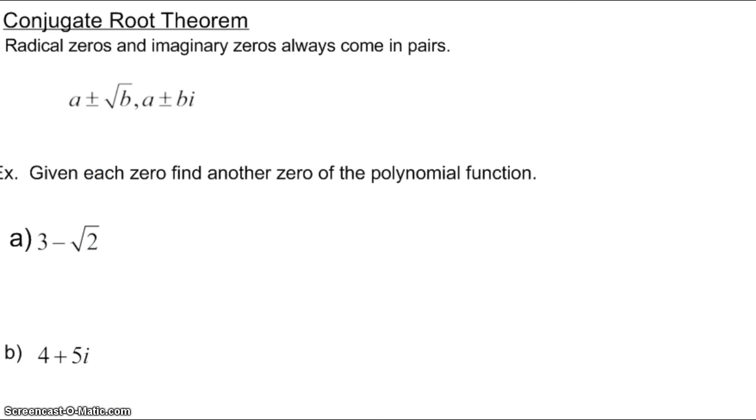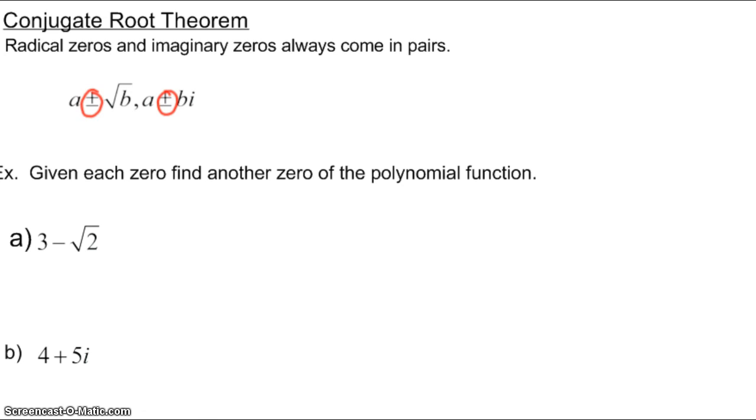Okay, now take a look at the next part of this. The next theorem is called the conjugate roots theorem. Basically what the conjugate roots theorem says is if you have a square root or a radical that's a 0, you know that it always will come in a pair. One positive and one negative. The same thing is true for your imaginary zeros or complex zeros. If a positive i is in your problem as a 0, so will its negative form.